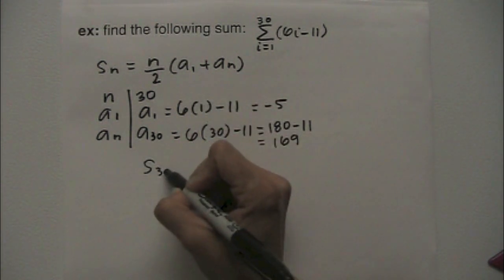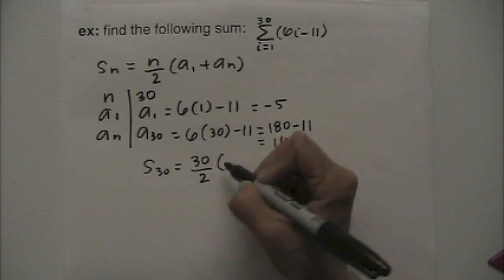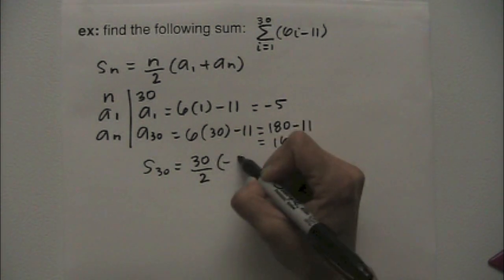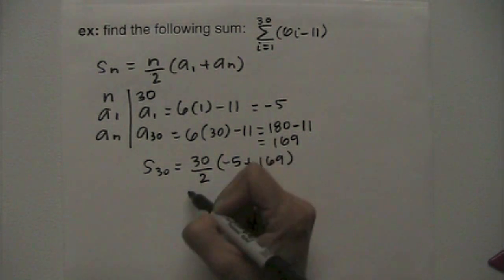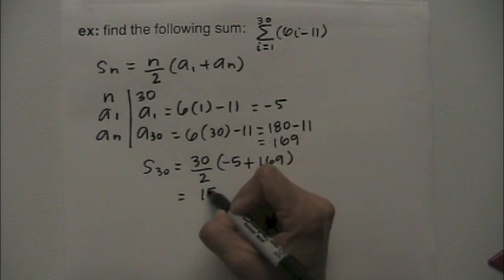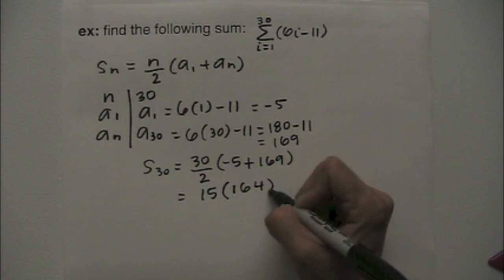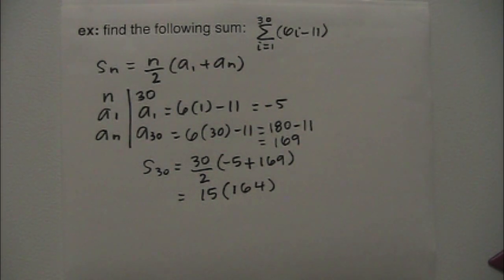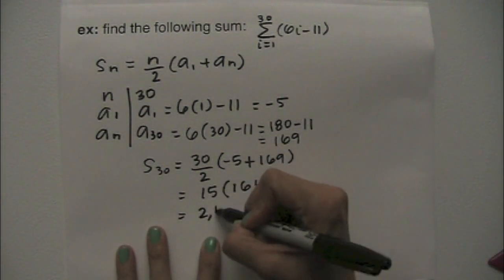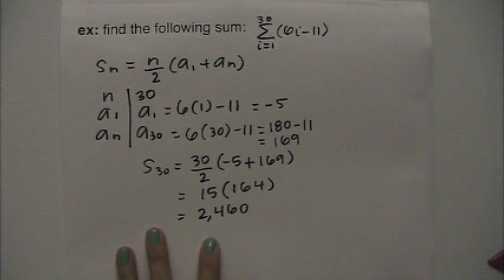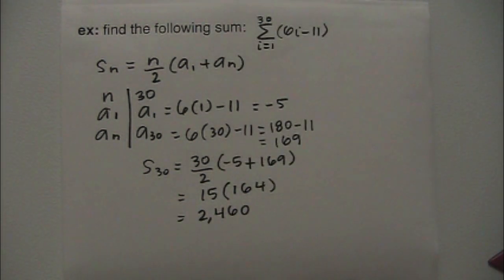So now we can use our sum formula. S sub 30 is 30 divided by 2 times the quantity negative 5 plus 169. So right here, 30 and 2 reduce, and then you have 164. And 15 times 164, I have 2,460. So that's going to be the sum of this sigma notation.